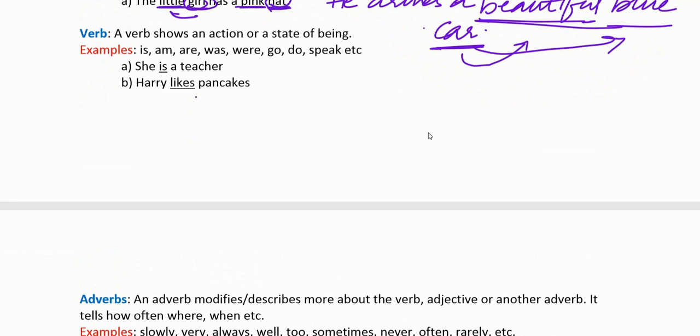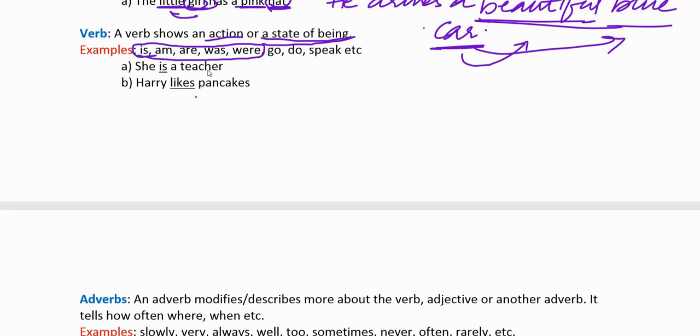What is a verb? As you can see here, a verb shows an action or a state of being. So when I say action, I am talking about physical action, for instance, speaking, writing, reading, the actions which we do physically. A state of being does not talk about any action. It just shows a situation or existence. Here in the examples, is, am, are, was, were, these are the verbs which do not tell you about the action, but rather existence or the situation or a state of being, and they are called the be forms of verbs.